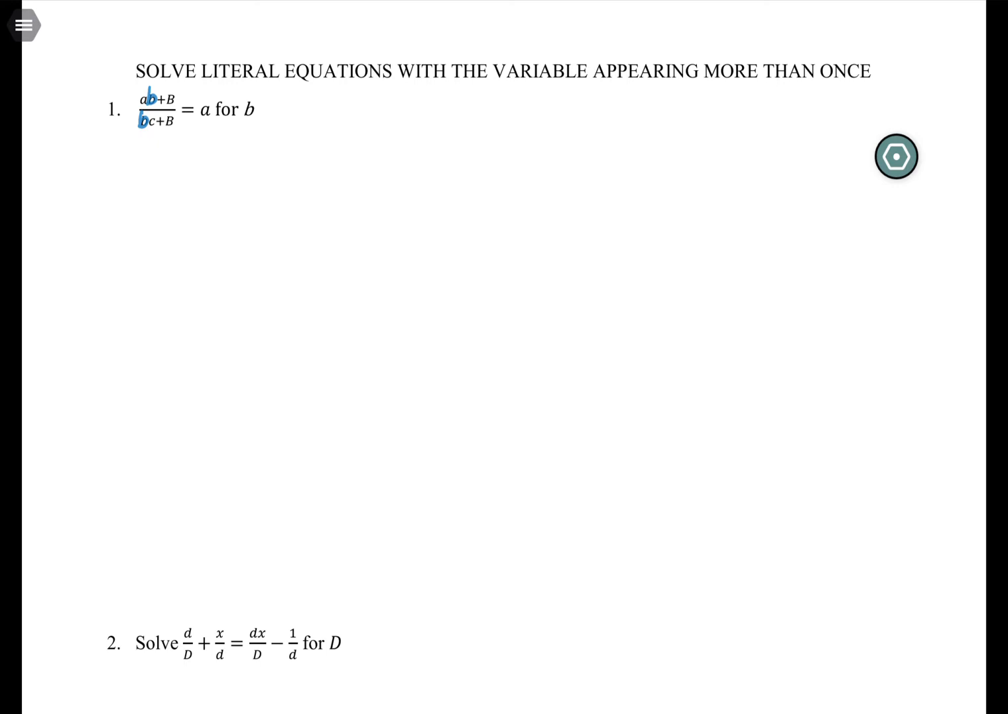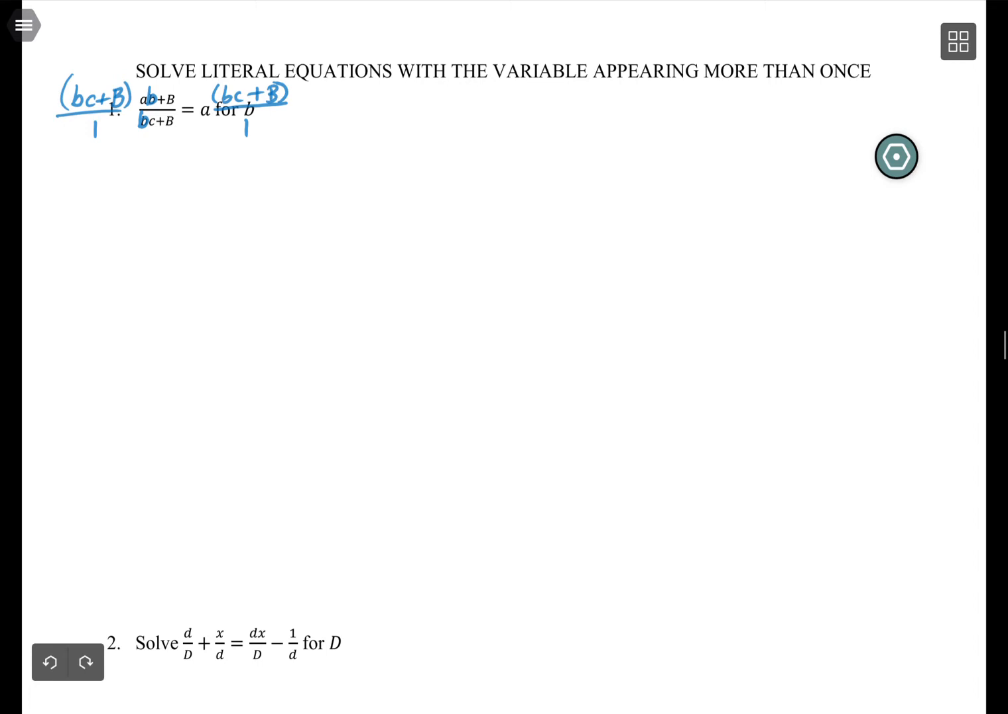I have more than one b, so I'm going to have to first free them up, little b's, and move them to one side. They're stuck in a fraction. The freeing up will look like multiplying both sides by the denominator. I don't really have to worry about common denominators because there's only one of them, but I do have to worry about both sides.